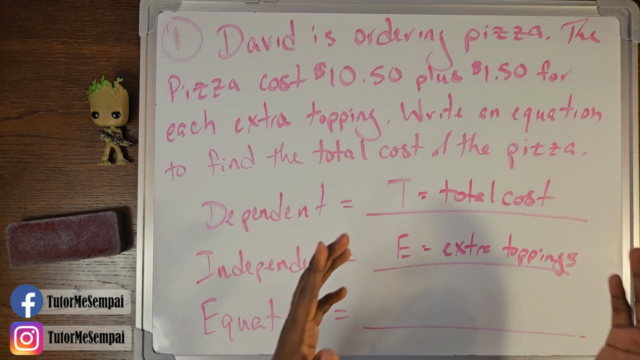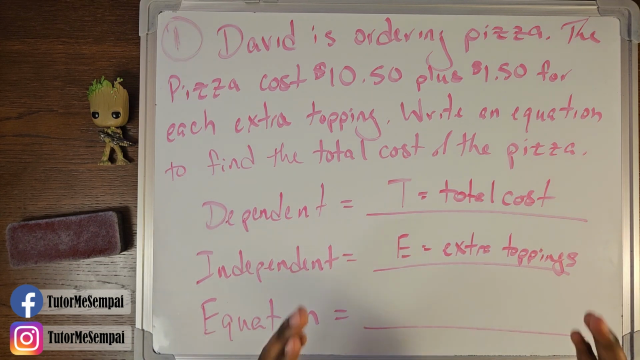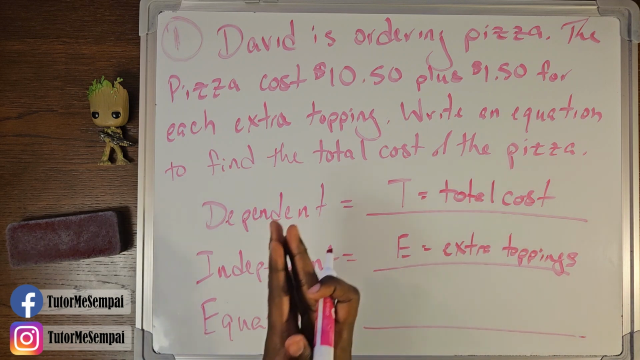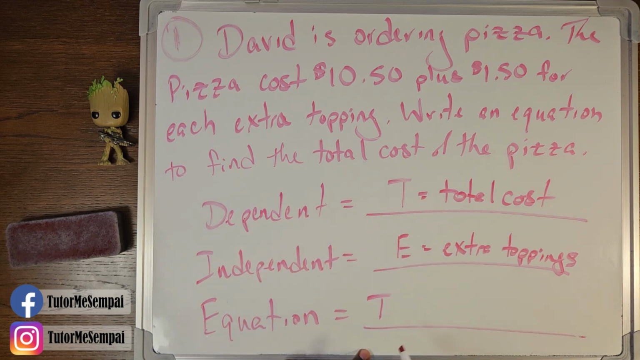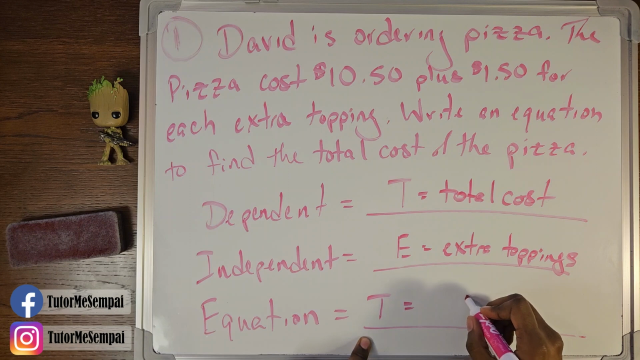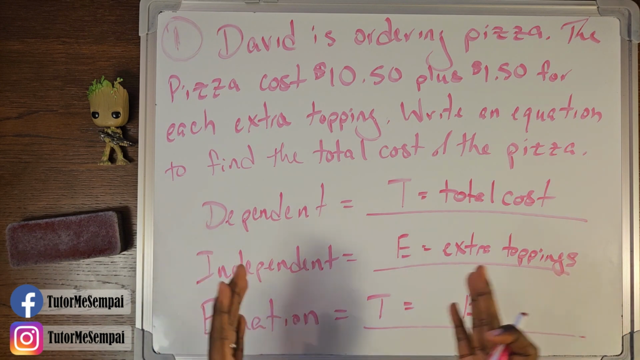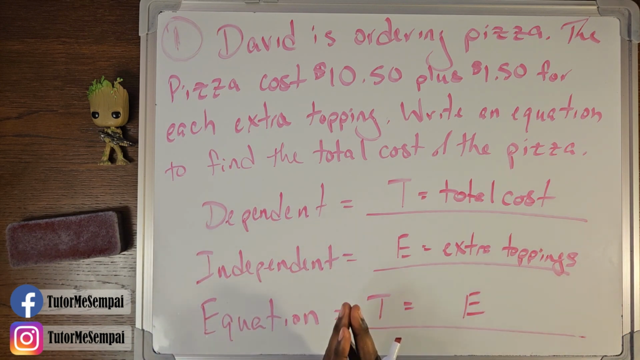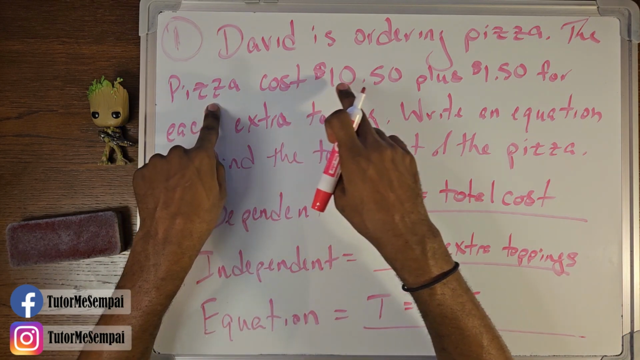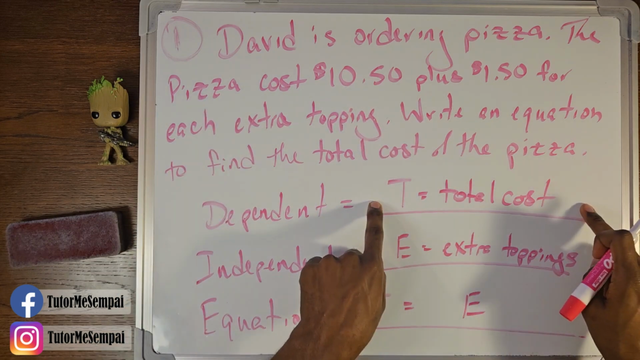We know what our independent and dependent variables are now. Let's create our equation. So we want to keep our dependent variable by itself. So there's going to be a T on the left side. You can put it on the right side. It doesn't really matter, but let's keep it by itself. So T is going to be over here. And now we know we're going to have some E here for our independent variable. But what else do we have that's a part of this equation? Well, we have the pizza cost. Well, is that the total cost?